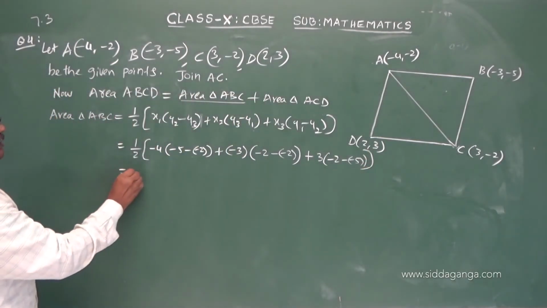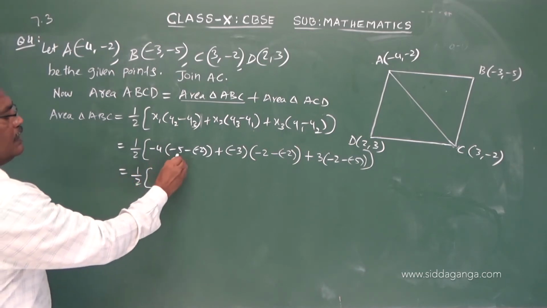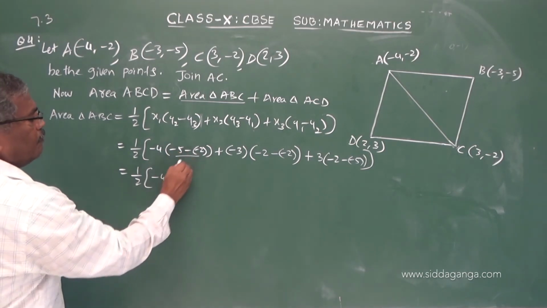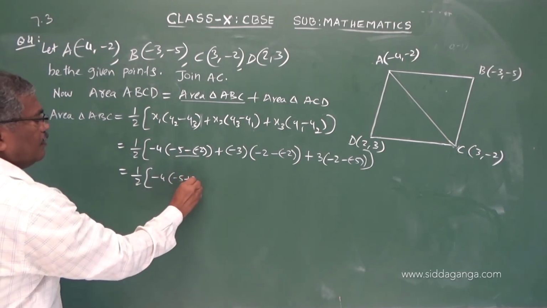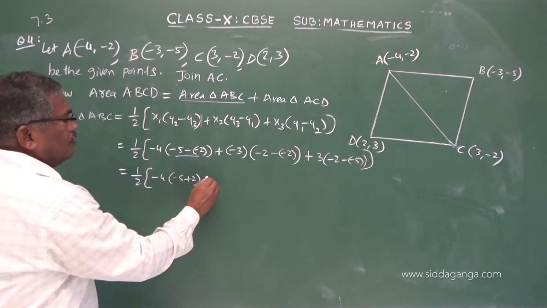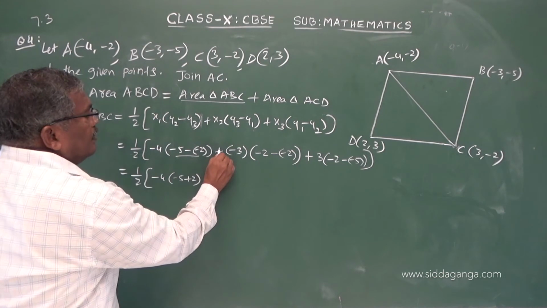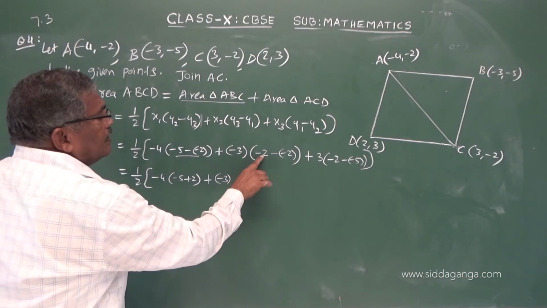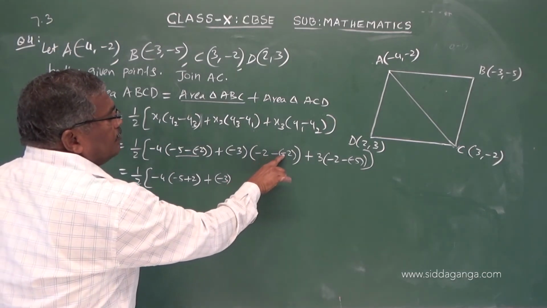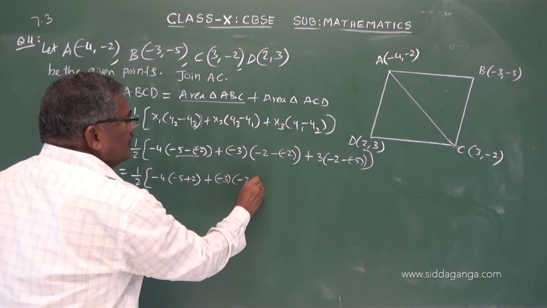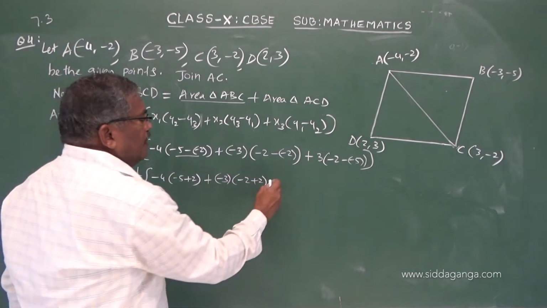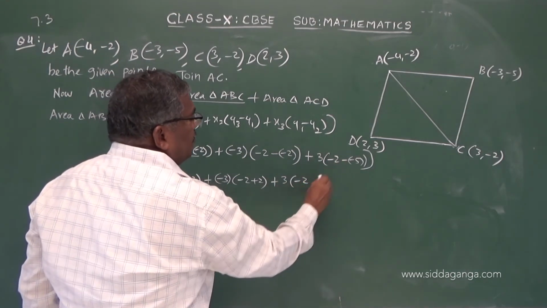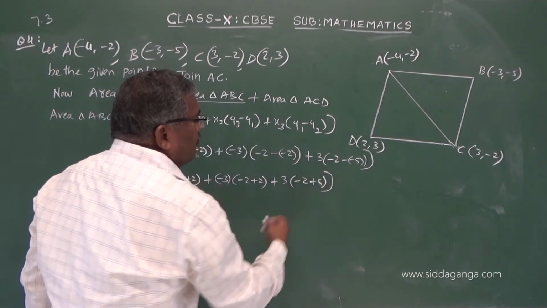Now, you simplify this, 1 by 2 into, inside the bracket first you simplify, minus 4 into minus 5 plus 2, minus of minus 2 is plus 2. This is plus of minus 3, let it be as it is. This is minus 2, minus of minus 2 is plus 2, minus 2 plus 2, plus 3 into minus 2 minus of minus 5 plus 5, close the bracket.